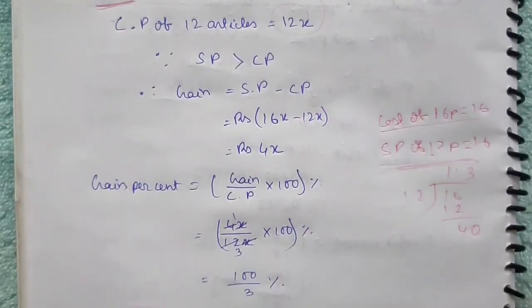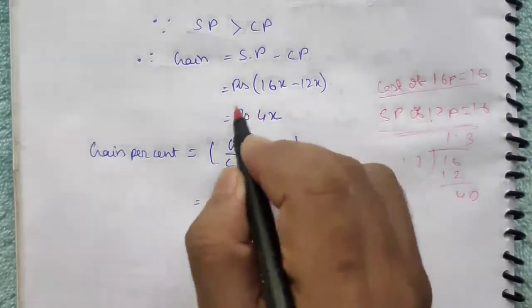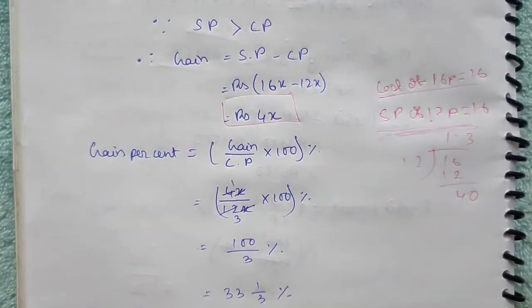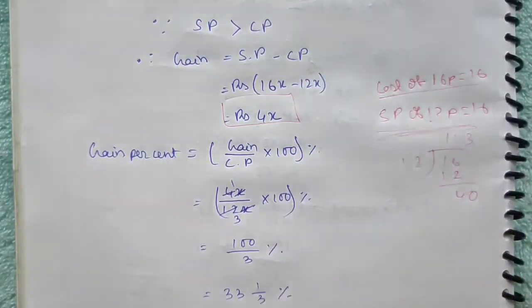Now let us convert it into percentage. So gain percent is what? What was the gain? The gain was 4x, isn't it? And CP was 12x. So 4x divided by 12x into 100.